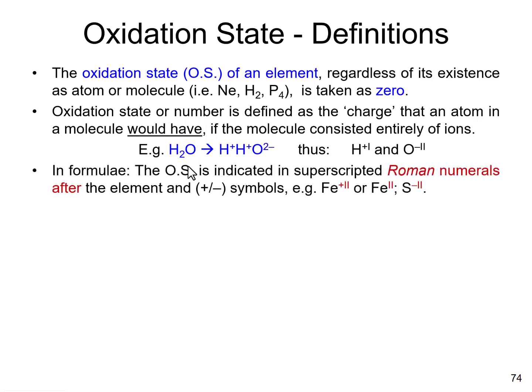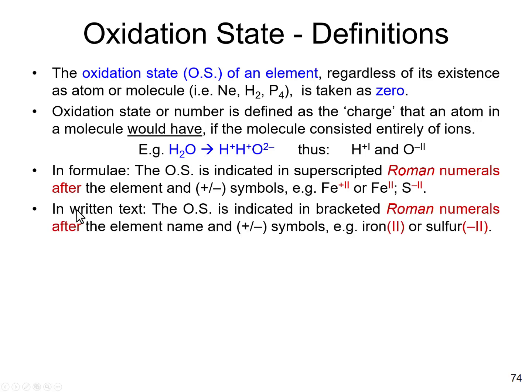There are conventions on how we write oxidation states. In formula, the oxidation state is indicated in superscripted Roman numerals after the element and after the plus or minus symbols. For example, we have an iron +2 species, which can be written as such with a +2 in Roman numerals. Or for positive oxidation states, we often drop the plus symbol, and you can also write it in this simple form. Sulfur -2 is an example for a negative oxidation state.